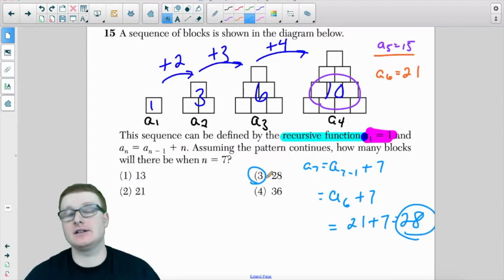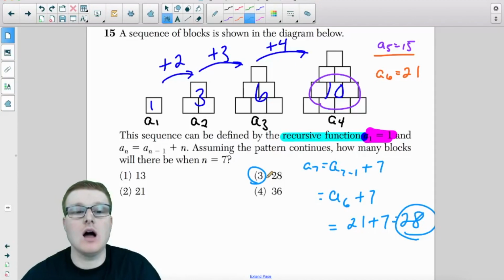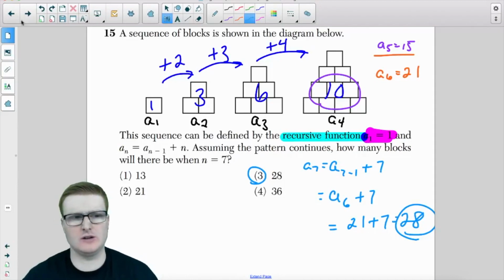And yes, there is a pattern. Plus 2, plus 3, plus 4, plus 5, plus 6, plus 7. You could have done it that way too. I wouldn't do that for the future though.